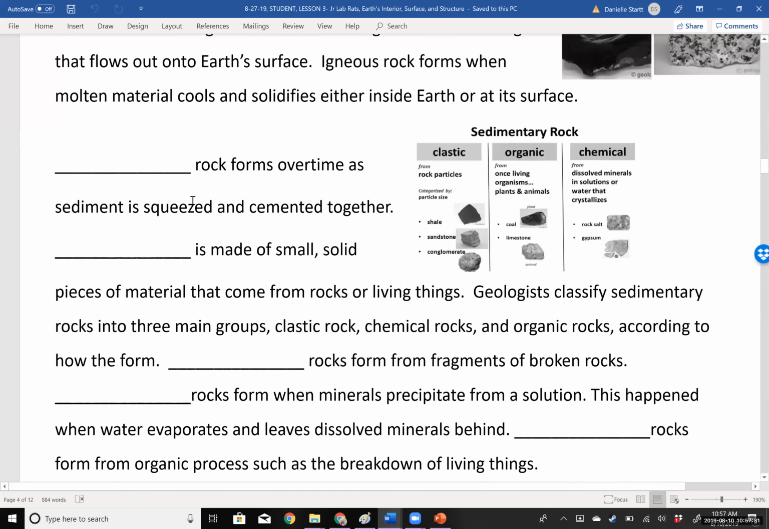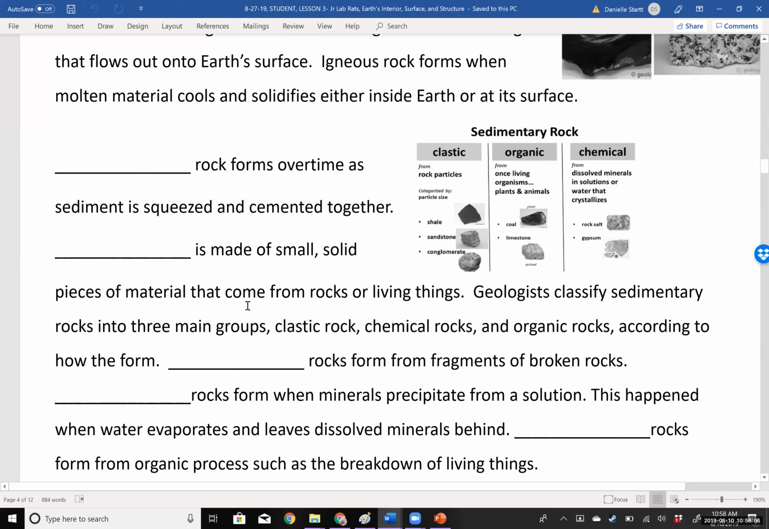So blank rock forms over time as sediment is squeezed and cemented together. So that would maybe be this kind of rock here. As sediment is squeezed, this is a good graphic of sedimentary rock, okay? Blank is made from small, solid pieces of material that come from rocks or living things. So let's look. There are different kinds of rocks here, okay? Blank is made of small, solid pieces of material that come from rocks or living things.